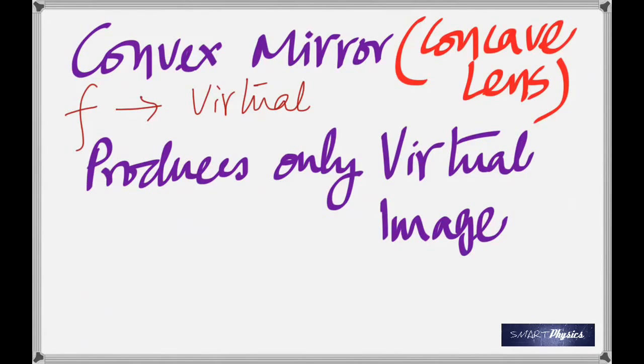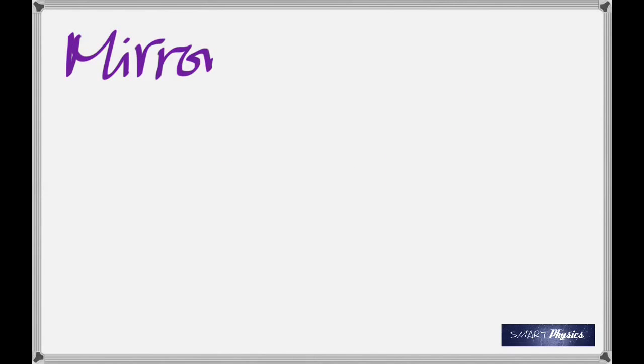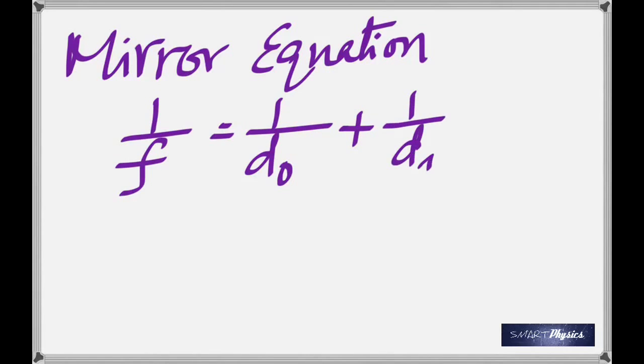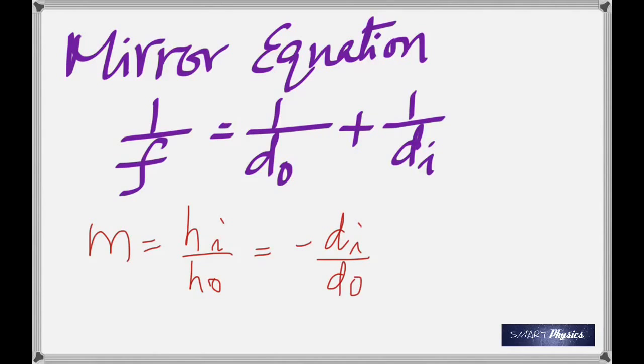Let me also remind you that for the sign of magnification, if it is a real image, magnification is taken as negative, and if it's a virtual image, magnification is taken as positive. The mirror equation and the lens equation are the same: 1/f = 1/do + 1/di. I can write down the equation for magnification: m = hi/ho, or equal to -di/do. Let me remind you one more time that if the image is real, magnification is negative. And if the image is virtual, then magnification is positive.